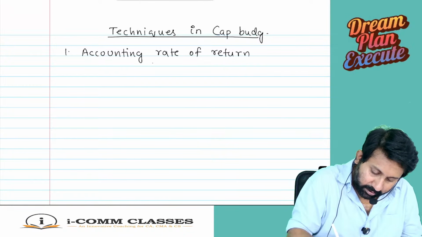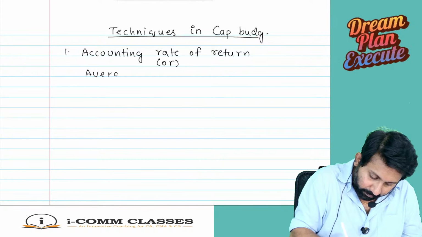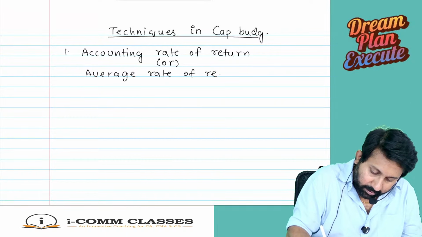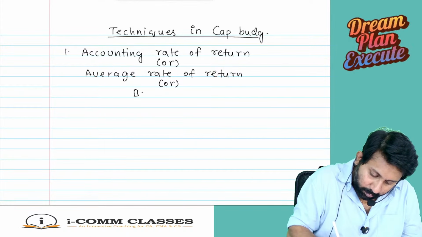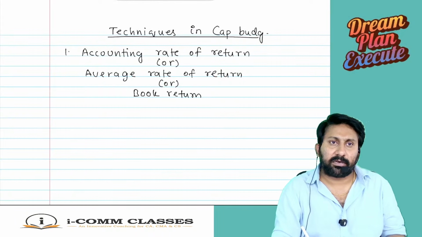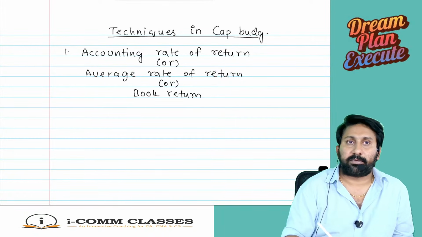Accounting rate of return, or average rate of return, or book return. Also they call it profitability return. Book returns. Book means books of accounts, accounting books.